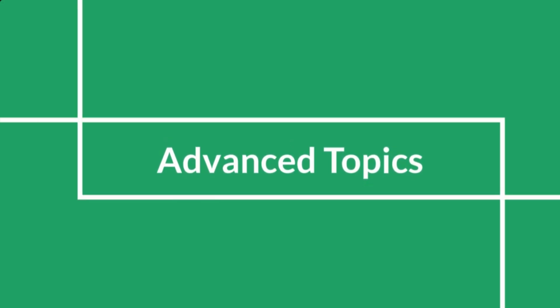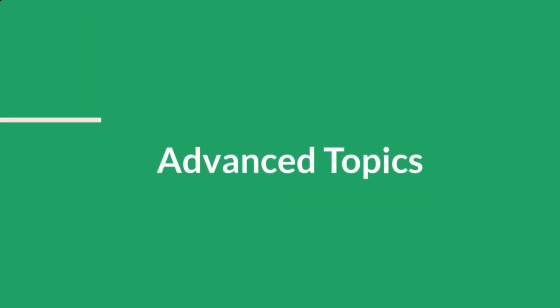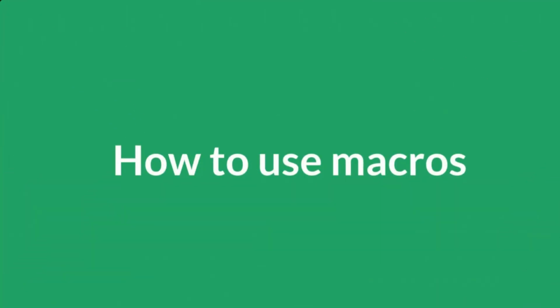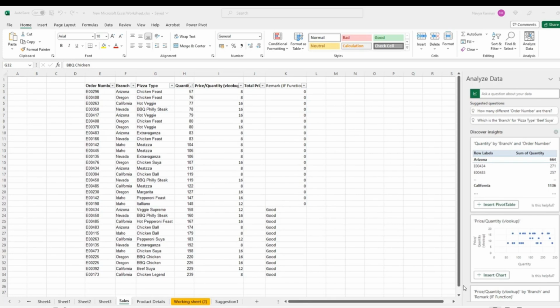Now let us talk about some advanced features provided by Excel. Now that we have got a fair idea about visualization using pivot tables and charts, let us now move on to macros. A macro is a sequence of commands that you can record and then run later to automate tasks in Excel. Macros can save you time and effort, and they can also help you to create consistent results.